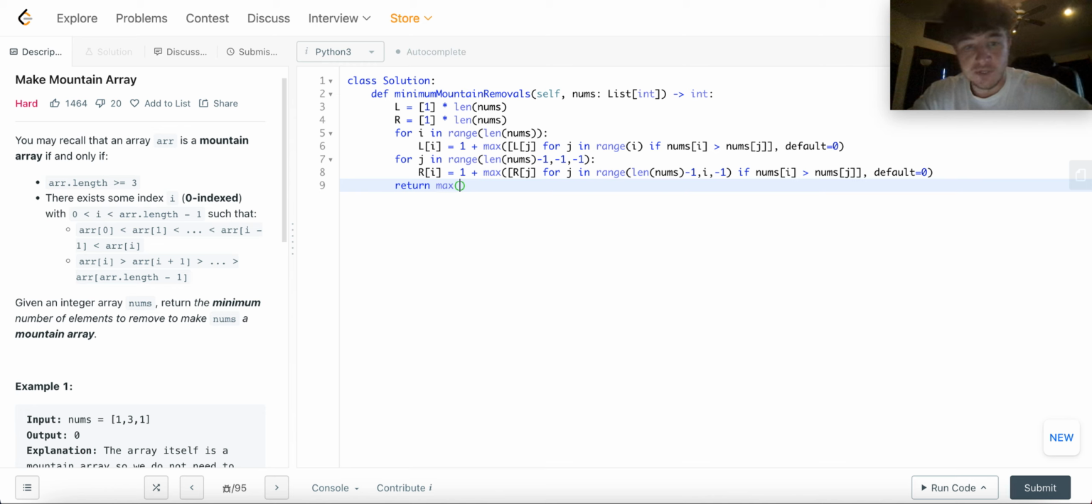Well, what was the formula? We said the length of nums, that's the total number of elements. I had to remove whoever I didn't keep. So I kept the subsequence to the left, I kept the subsequence to the right, and then I add 1 because I'm overcounting by 1. I'm counting the peak twice, because I'm saying the longest subsequence including this, and the longest subsequence to the right including this. And then we can try everything, so for i in range length of nums.